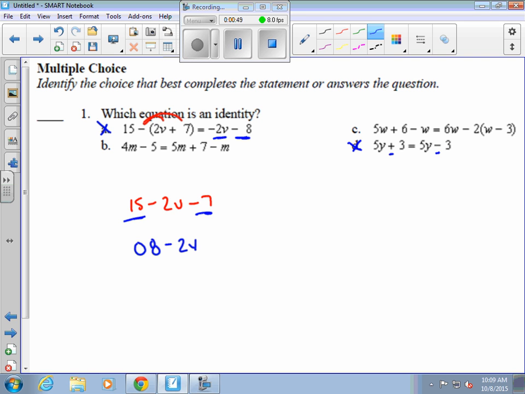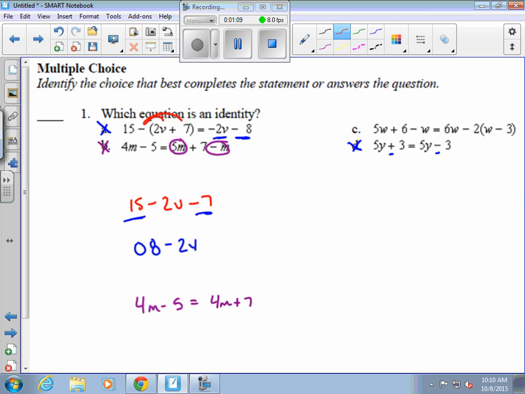So if we look at B, it says 4m minus 5 on the left. We can't put those two together because they're not like terms. We can combine 5m and negative m and get 4m, so that part's promising, but it says plus 7, which is not the same. So it's looking like it's going to be C. Let's take a look at that one.